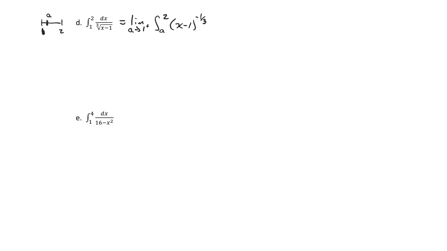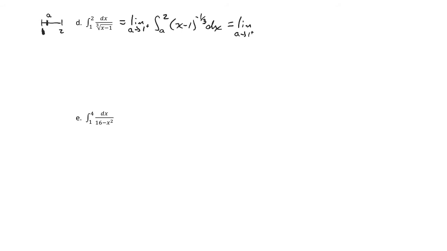Okay. Now this one we could use a substitution. We would let u be x minus 1, du and dx would be the same thing, speaking of dx's. Or we could use just some logic to kind of convince ourselves that we got the right answer. So I'm going to, once again, let a approach 1 from the right.